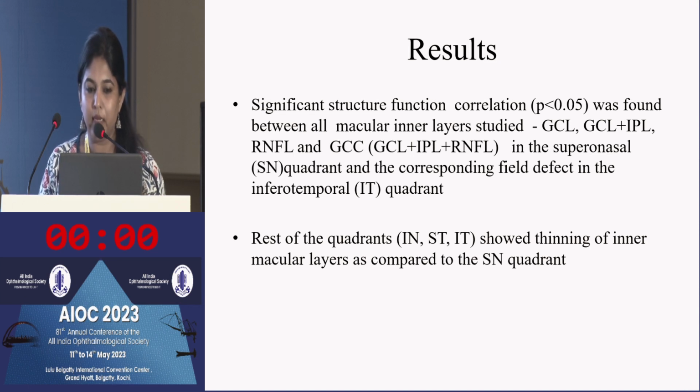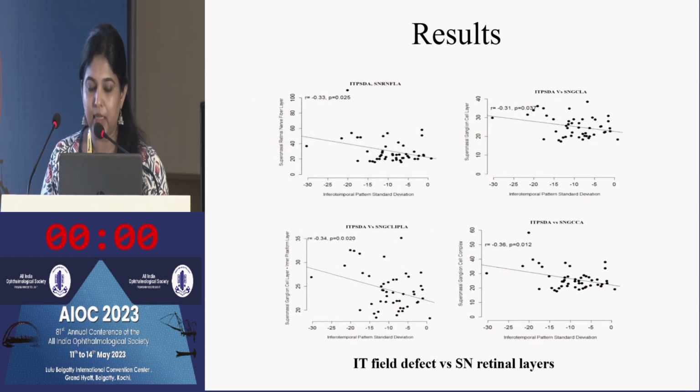The result: significant structure-function correlation was found between all macular inner layers studied, GCL plus IPL, RNFL and GCC, in the supranasal quadrant and the corresponding field defect in the infratemporal quadrant. The rest of the quadrants showed more thinning of the inner macular layer as compared to the supranasal quadrant. And these are the scatter plots we made, and they show the p-value is less than 0.05 and considered statistically significant.